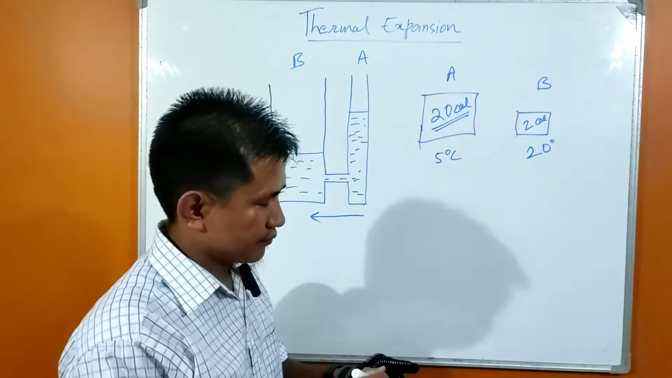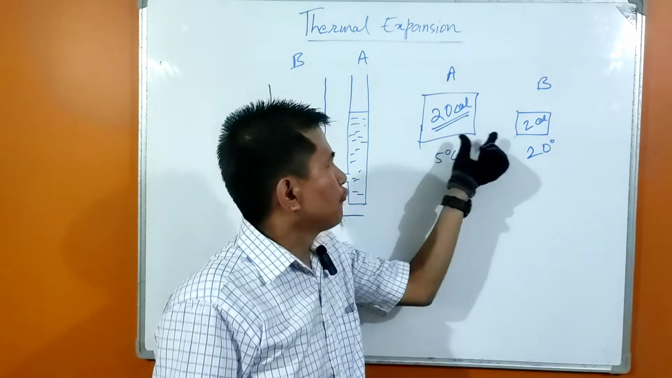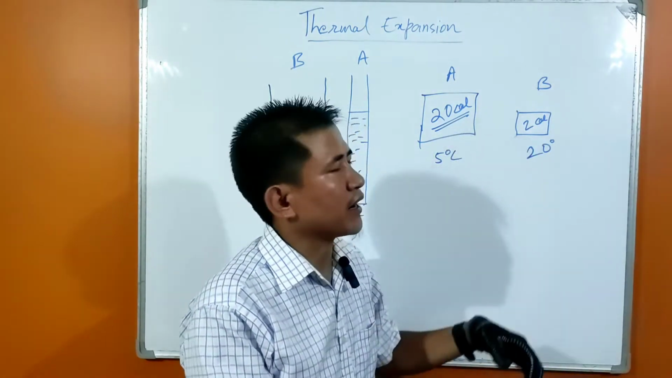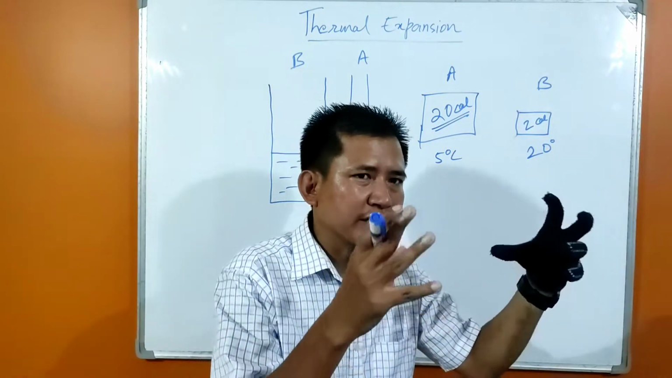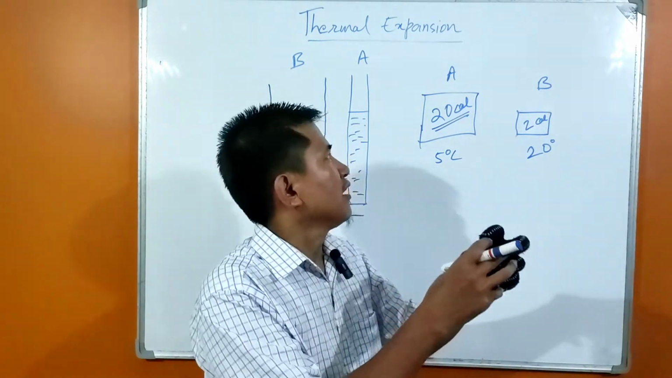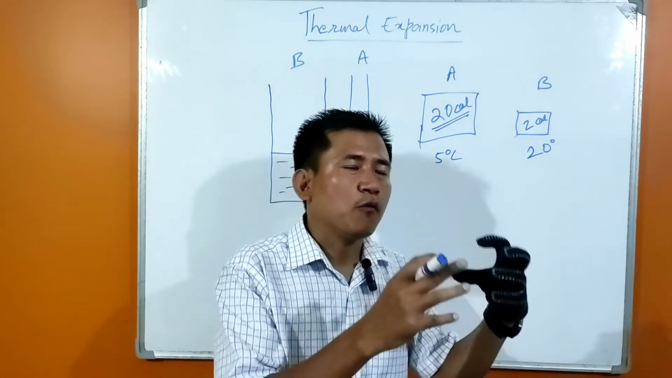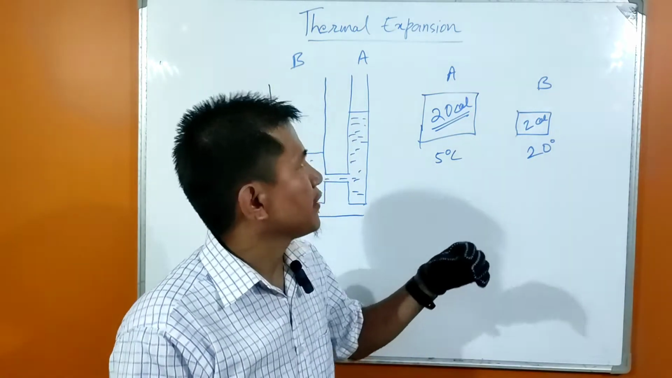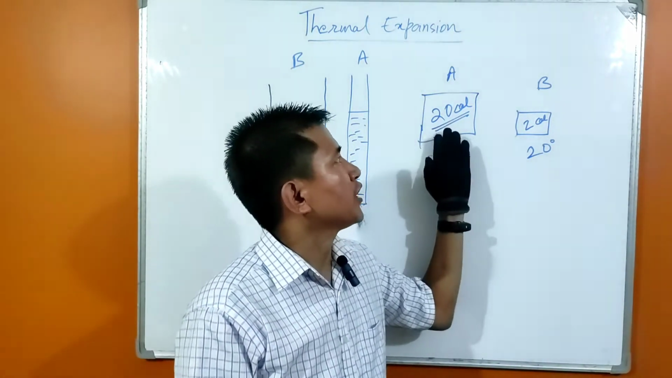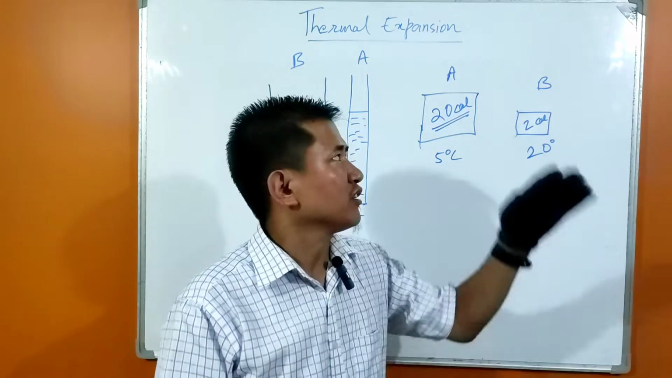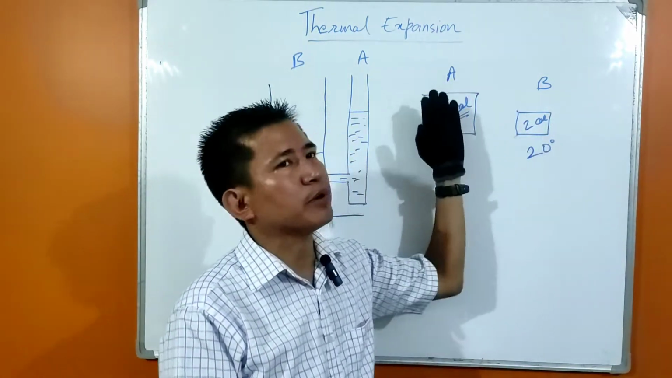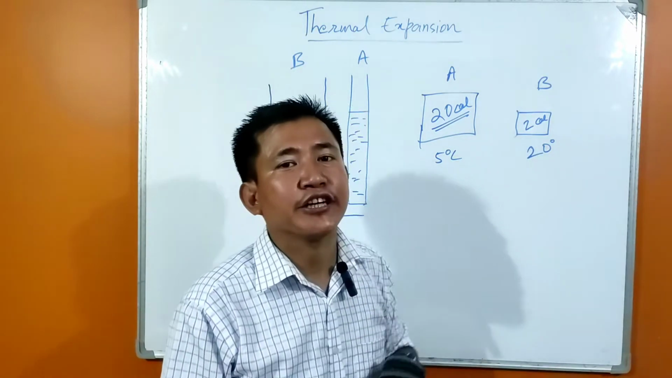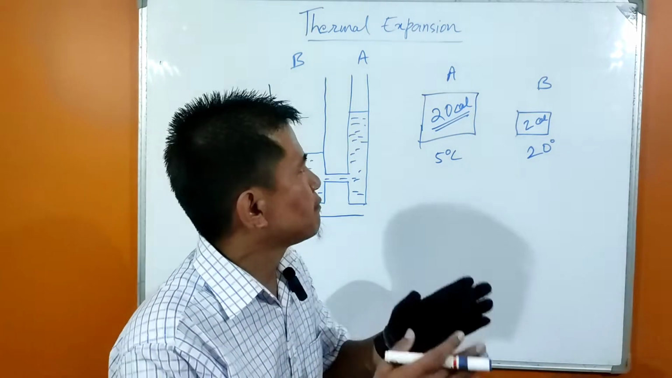Now, if we somehow connect these two bodies, if we bring these two bodies in contact with each other, then from which body will the heat flow to which body? I mean, will the heat flow from body A to body B, or will the heat flow from body B to body A? The question is, from which body to which body will the heat flow? The answer is very, very simple.